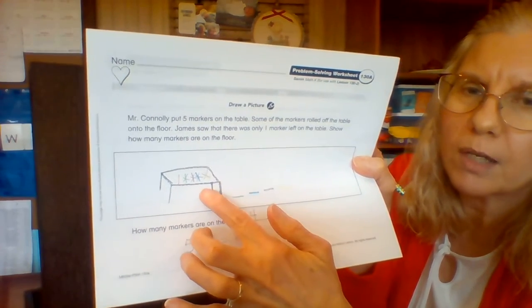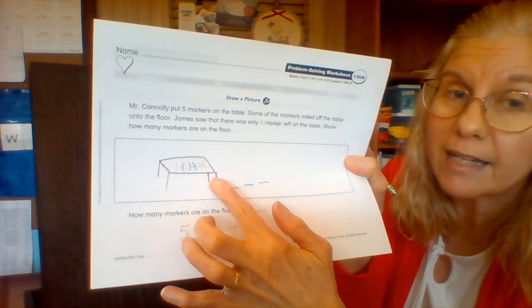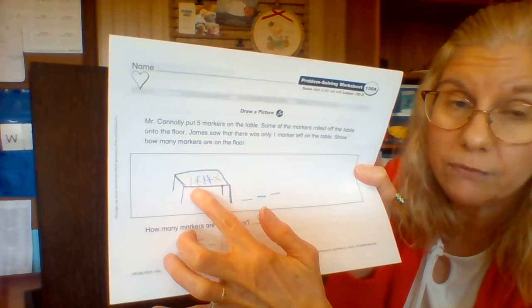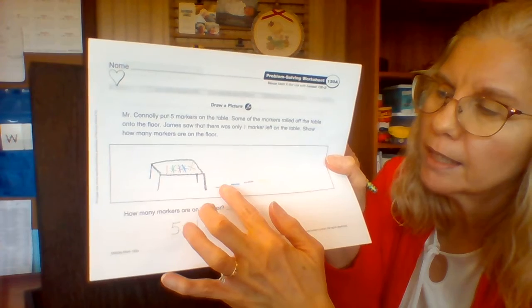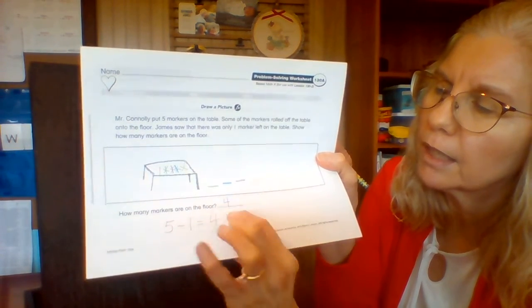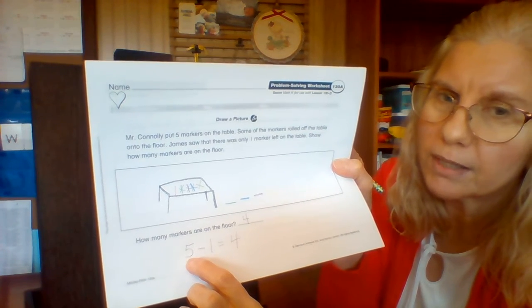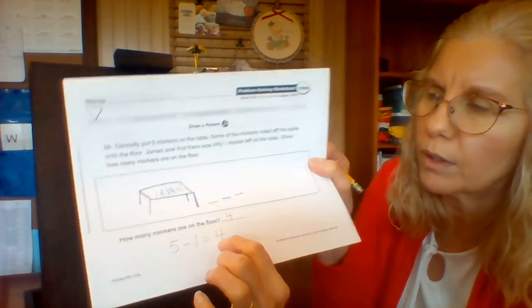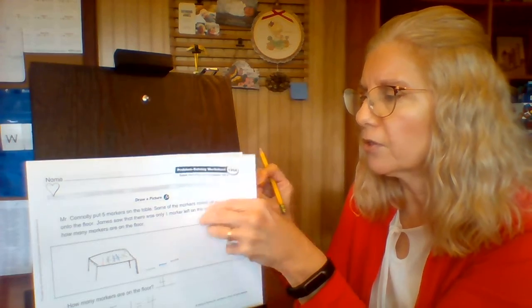So you need your table with the 5 markers on it. Then you want to put an X on 4 of them because you want 1 left. So you want to leave 1. It doesn't matter which one you leave. And then you want to draw those 4 on the floor and write a 4 here. And read the number sentence with me again. 5 minus 1 equals 4. Perfect. We are ready to go on to the other side.